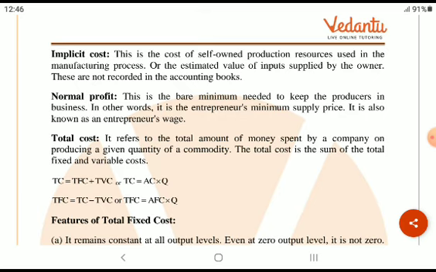Normal profit. This is the bare minimum needed to keep the producers in business. In other words, it is the entrepreneur's minimum supply price. It is also known as an entrepreneur's wages.